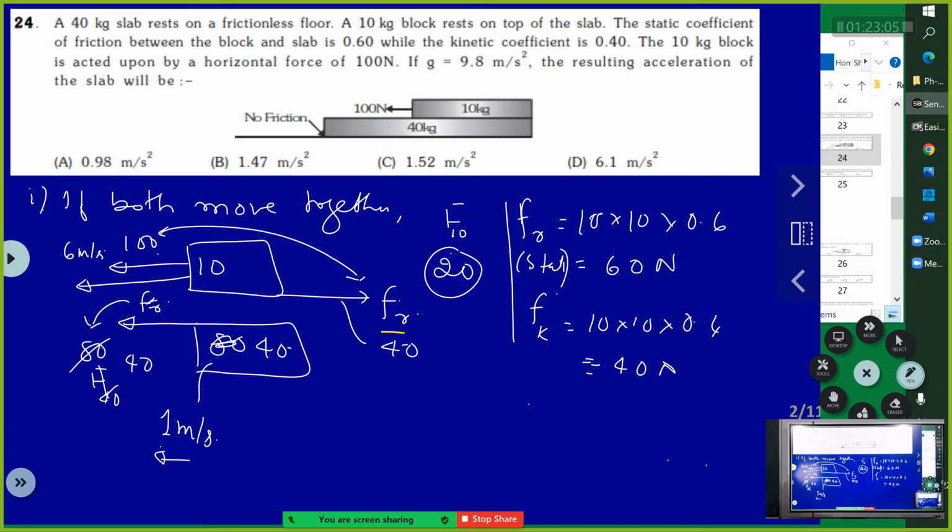So the resulting acceleration of the slab. What will be the resulting acceleration of the slab? We got it as 1 meter per second square. They have given g as 9.8, we have taken g as 10. So I got it as 1, so it should be 0.98 meters per second square. Anyway, just check it out.